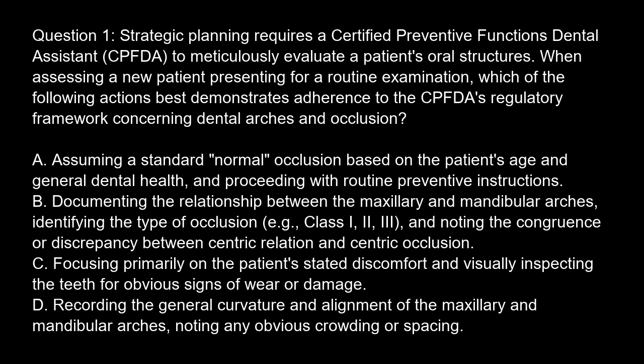Option A. Assuming a standard normal occlusion based on the patient's age and general dental health, and proceeding with routine preventive instructions. Option B. Documenting the relationship between the maxillary and mandibular arches, identifying the type of occlusion, e.g. Class I, Roman II, Roman III, and noting the congruence or discrepancy between centric relation and centric occlusion.